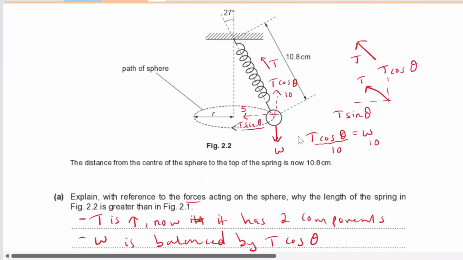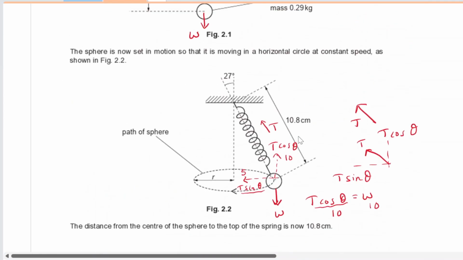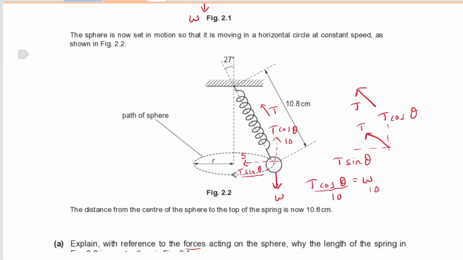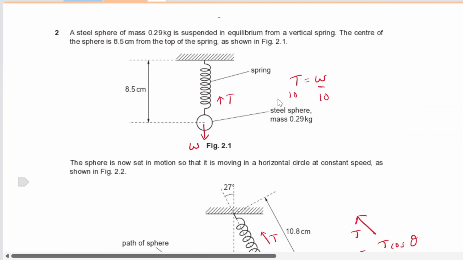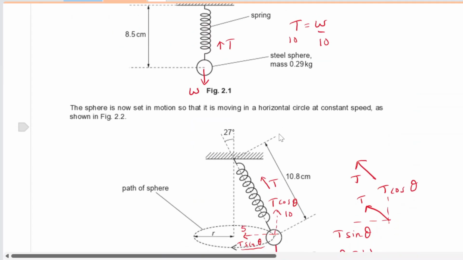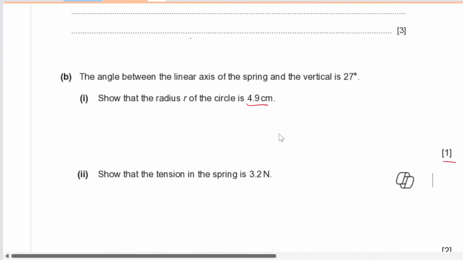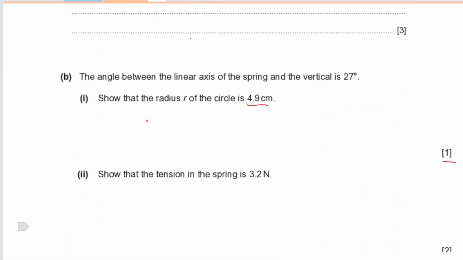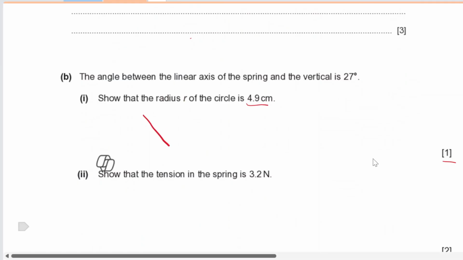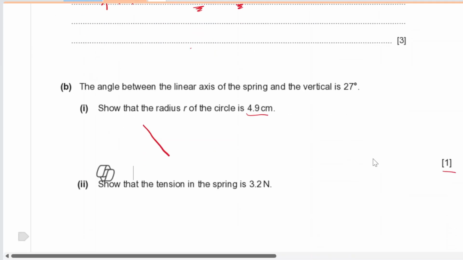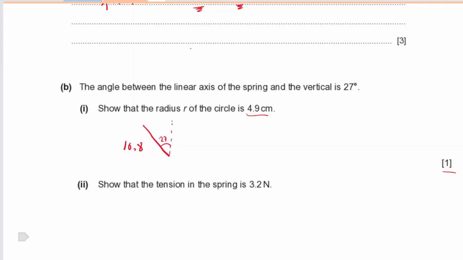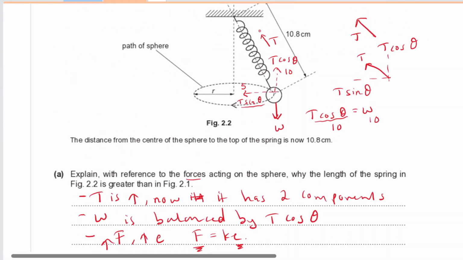So if you have the angle as 27 degrees, try to look at what you're provided with. You have the angle and you have this length over here, and that's basically it. And you have the mass. That's it. You don't have much else to work with. So what you can do is draw a simple triangle over here. We have this part of the spring, which is 10.8 centimeter, and we have the angle with the vertical, which is 27 degrees. And the radius is this horizontal part over here.